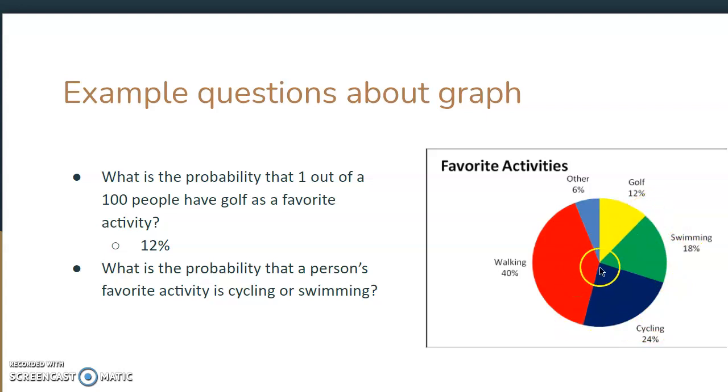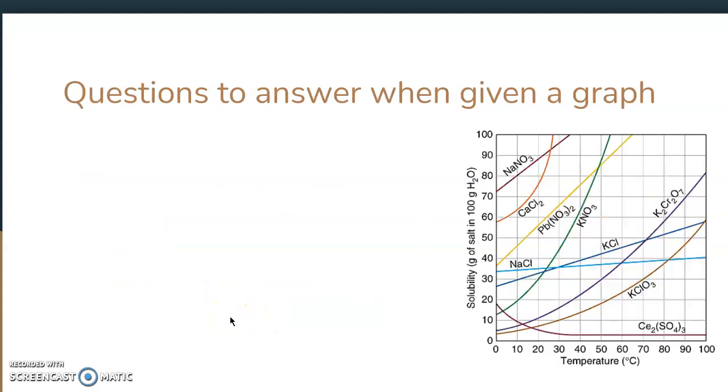So if we were to add these two percentages together, that would be our probability, which would be 42. 24 plus 18 is 42%. All right, let's look at another one.